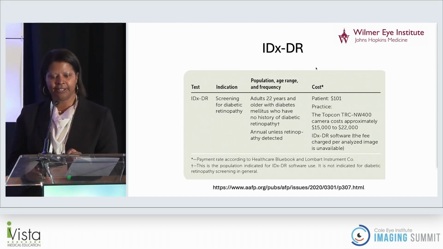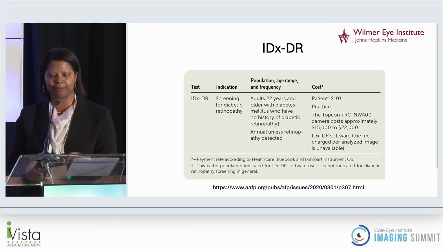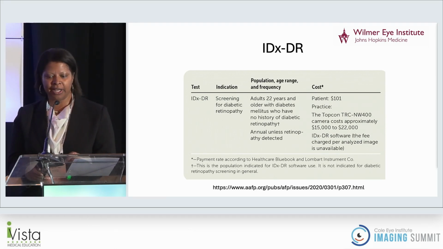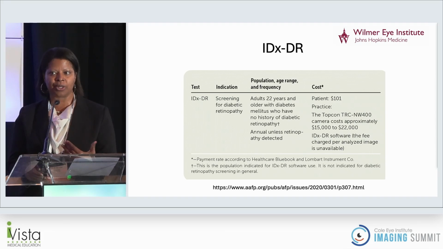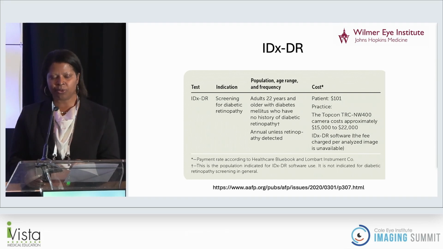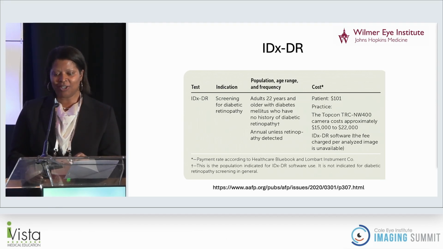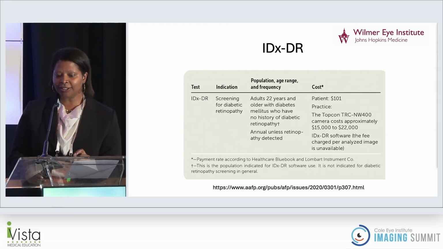So for the IDx-DR, the indication is screening for diabetic retinopathy in adults 22 years old and older with diabetes without a known history of diabetic retinopathy. If the screening is negative, they will get this annually unless retinopathy is detected, in which case the doctor or clinician who does the screening and has that test under their supervision is responsible for letting the patient know. So what does it cost the patient? About $100. For practices, you can see the cameras that could be available, the Topcon camera, which costs about $15,000 to $22,000. And then the IDx software also has a fee.